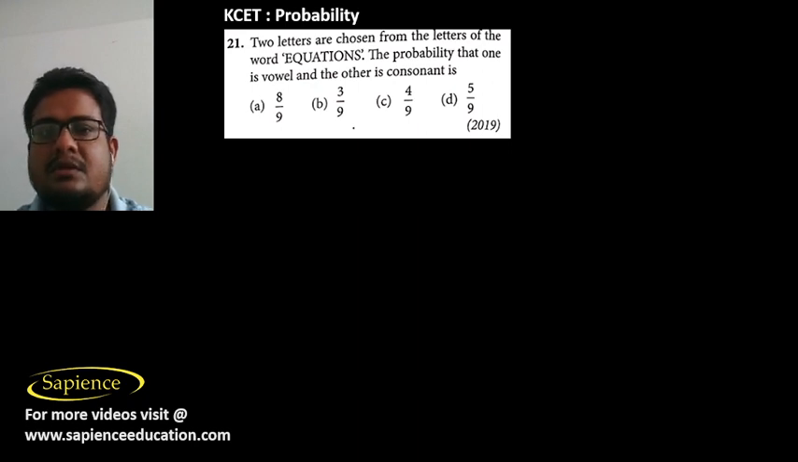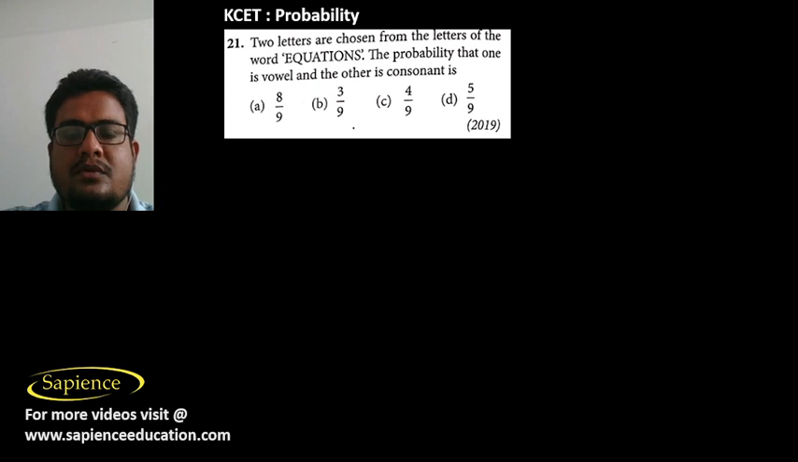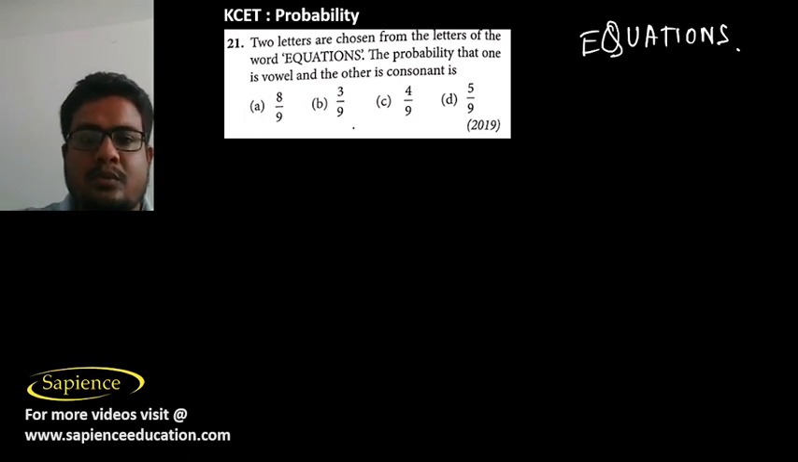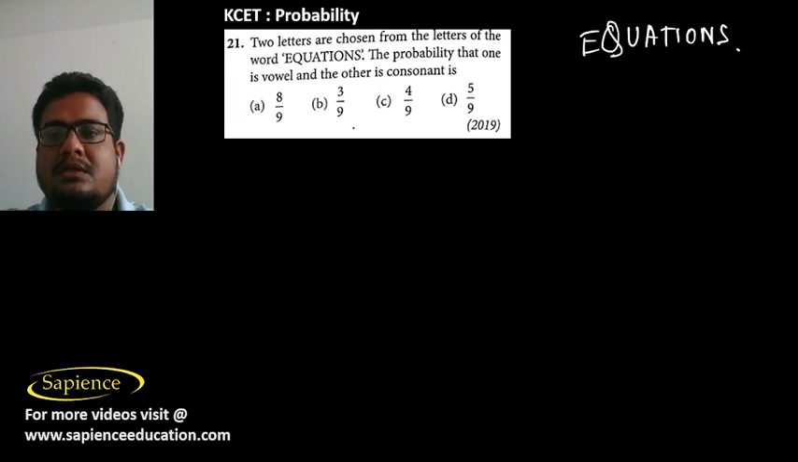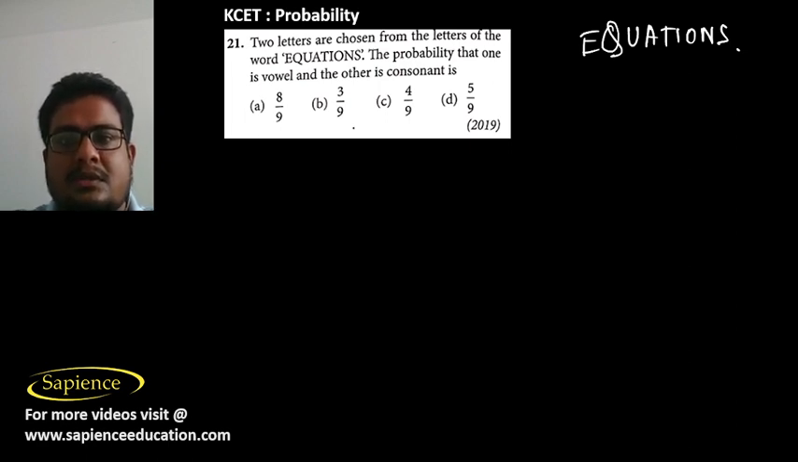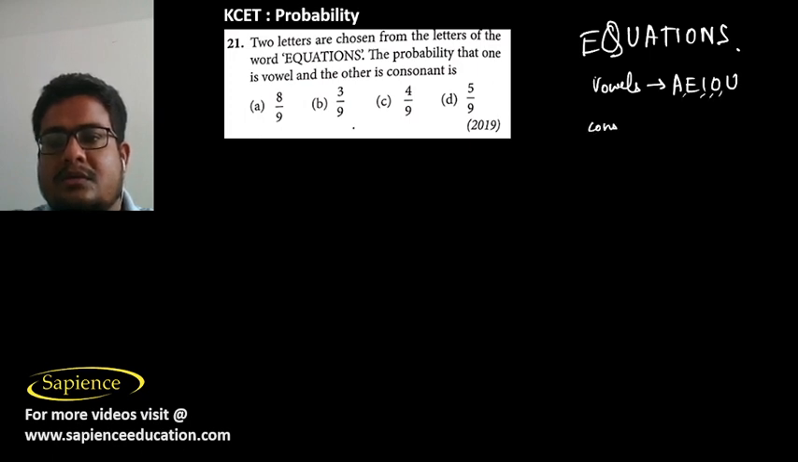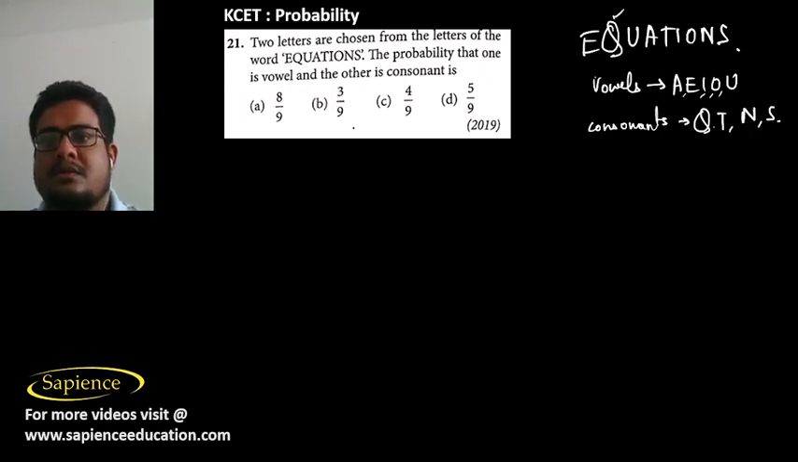Then in question number 21, it's told that two letters are chosen from the letters of the word equations. The probability that one is a vowel and the other is a consonant is asked. So here we have the vowels: A, E, I, O, U, all are there, and the consonants present here are Q, T, N, and S.